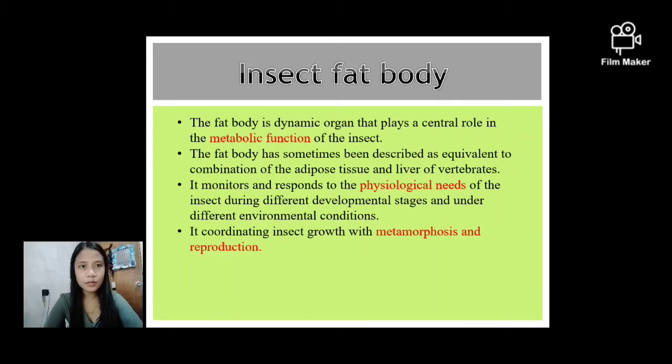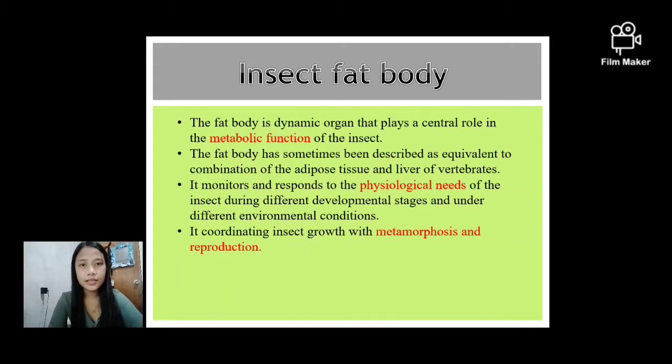Fat body is a dynamic organ that plays a central role in the metabolic function. Metabolic function is to store energy reserves in the form of glycogen and triglycerides in the fat body cell of the insect. The fat body has sometimes been described as equivalent to a combination of adipose tissue and liver of vertebrates. The adipose tissue is the storage function, and the liver is the major metabolic function.